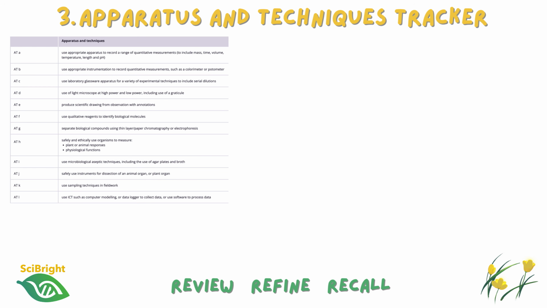Next, let's go through our apparatus and skills tracker from AQA. Overall, at least 15% of the marks for an A-level biology qualification will require the assessment of practical skills. And typically 5 to 6 of these from the AQA list come up every exam season across the papers. So this tracker is a good checklist to go through.